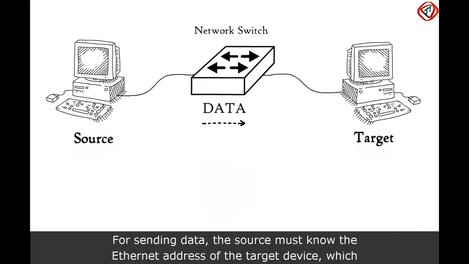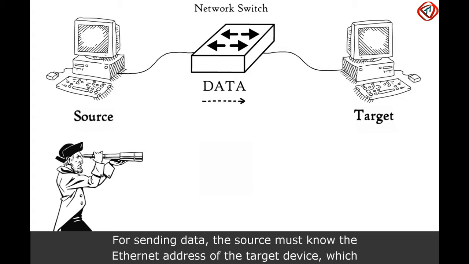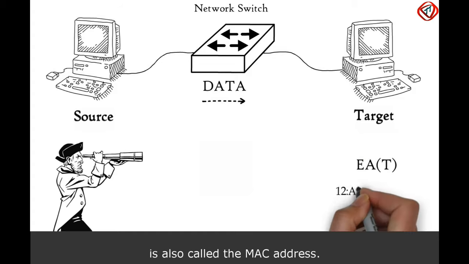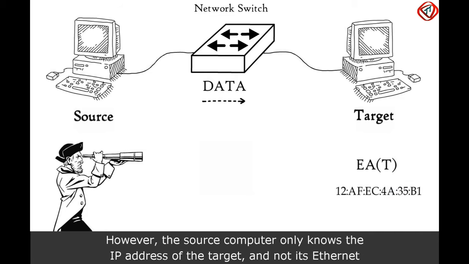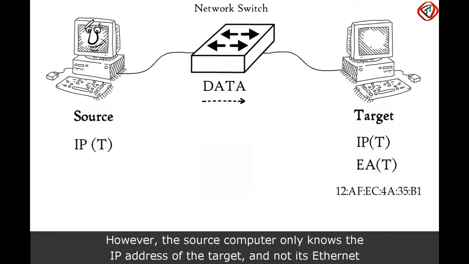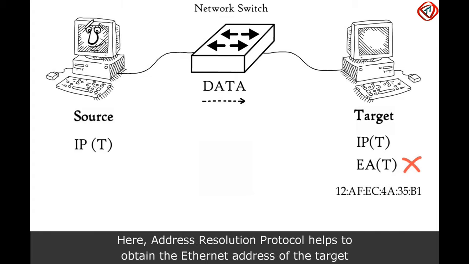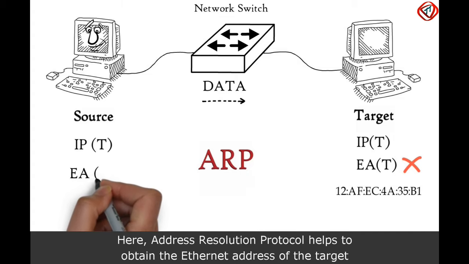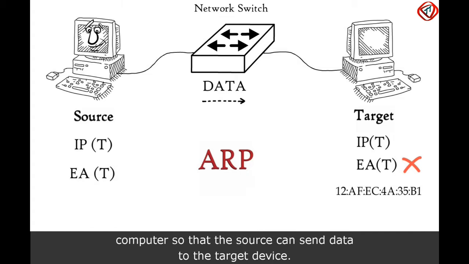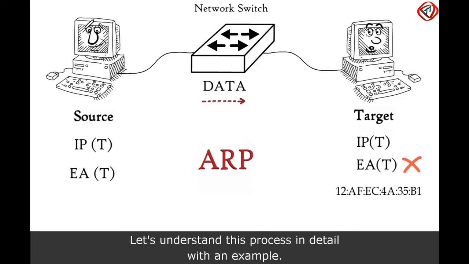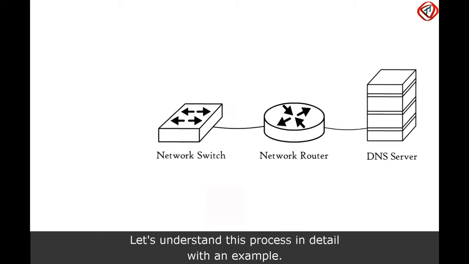For sending data, the source must know the Ethernet address of the target device, which is also called the MAC address. However, the source computer only knows the IP address of the target and not its Ethernet address. Here, address resolution protocol helps to obtain the Ethernet address of the target computer so that the source can send data. Let's understand this process in detail with an example.